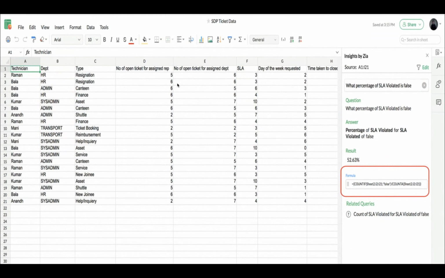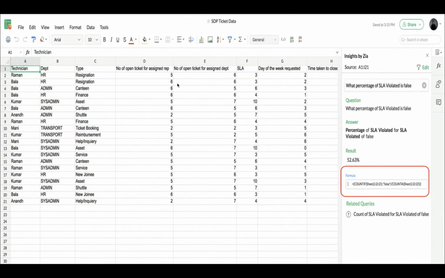Now, here is the second screenshot, again from service desk ticket data put in a spreadsheet, and you as a user are asking a question to the system. What percentage of SLA violated is false, right? So the system also gives you the formula. It tells you that I applied this countif formula from these cells to give you the answer you asked. Now look at the power it brings. Sometimes the AI system can misinterpret what you told. Right? You can be a spreadsheet expert, so probably the next time you wouldn't use this conversational agent at all.